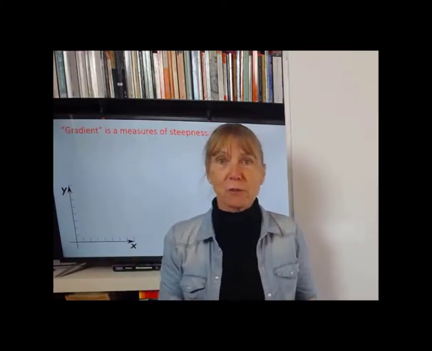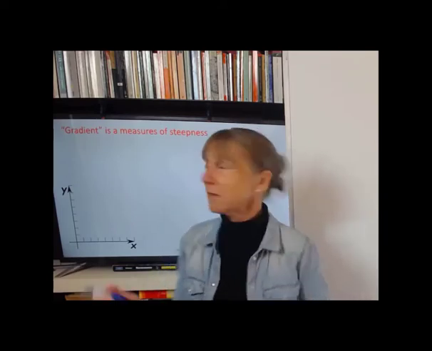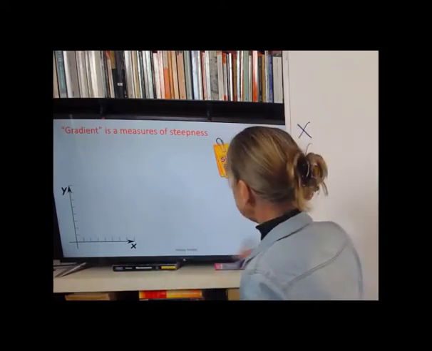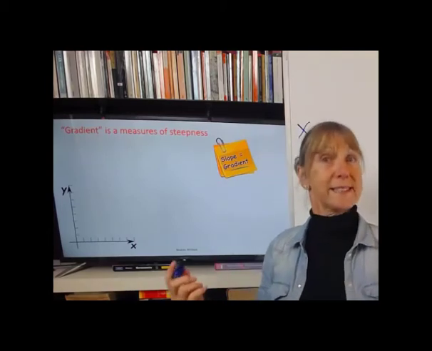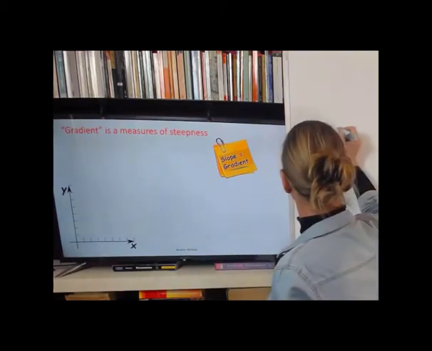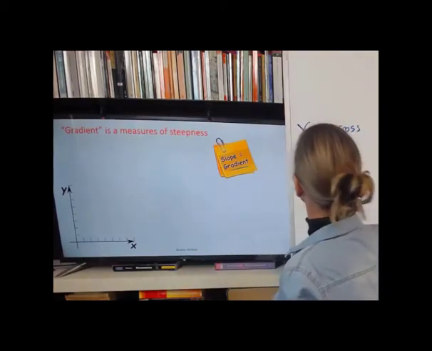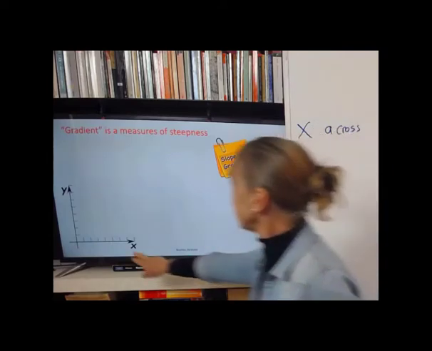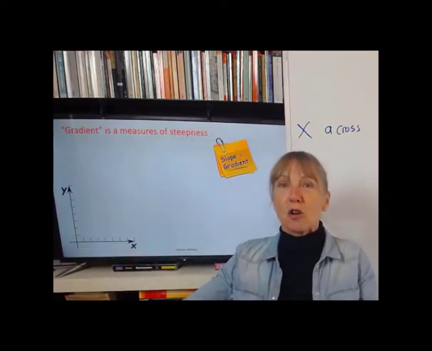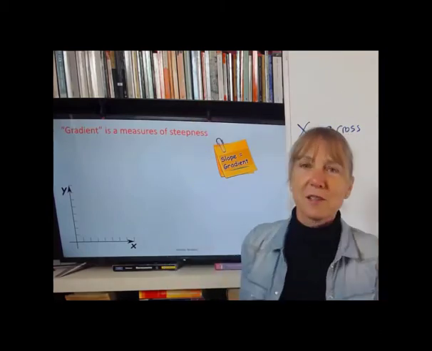And if you have trouble remembering which one's which, maybe you could use this to remind yourself. There's x. What's x? Well, it's across. So that helps us think that x is the dimension that goes across, and the other one is up and down, so that must be y.